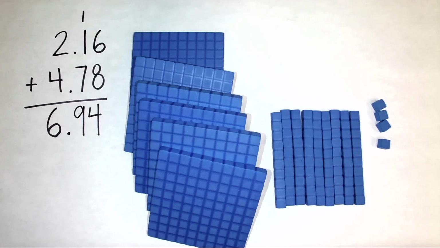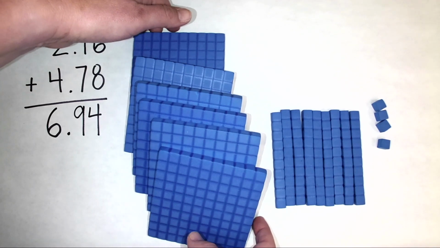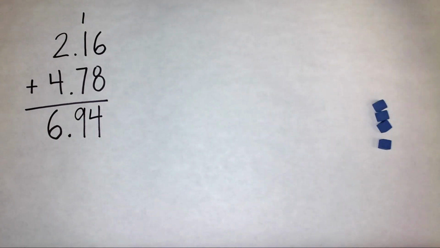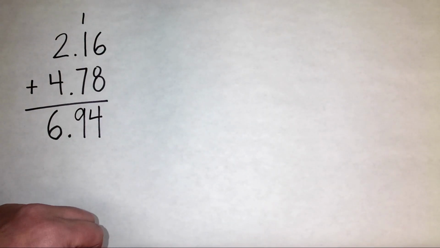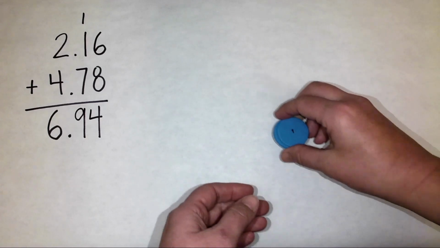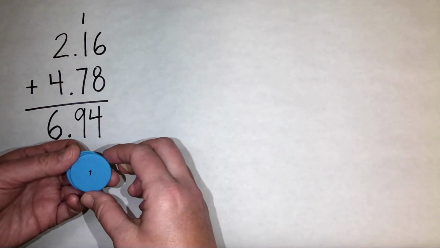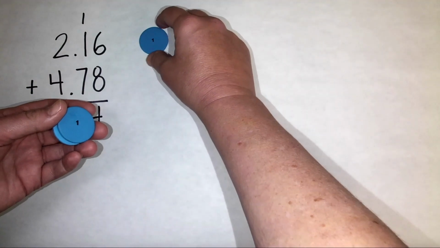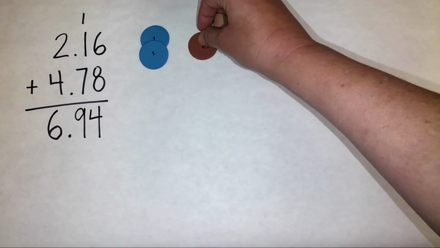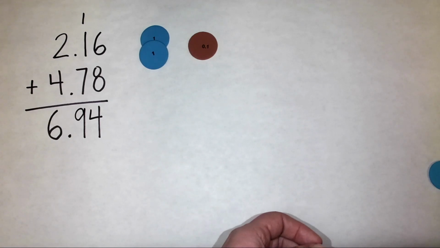So that was one of the ways that I could do that problem with the base 10 blocks. I'm going to go ahead and remove my base 10 blocks here because I want to see if I can do this same problem with my place value disks. Now, my place value disks are these little colorful disks here. We've used these before in this module. So first I'm going to show 2 and 16 hundredths.